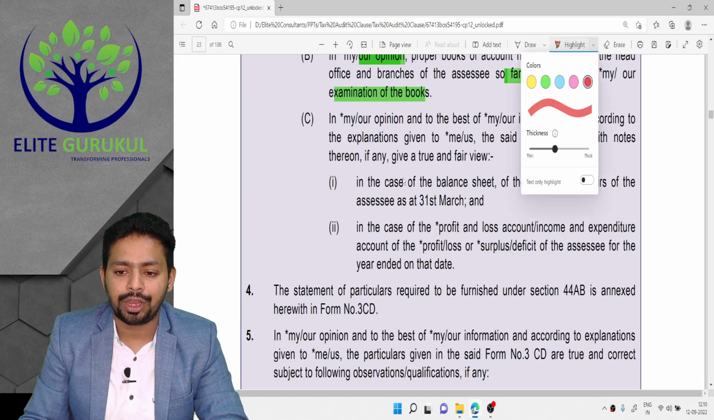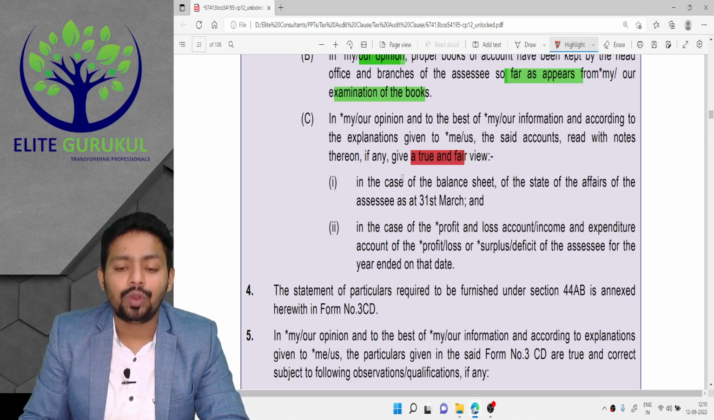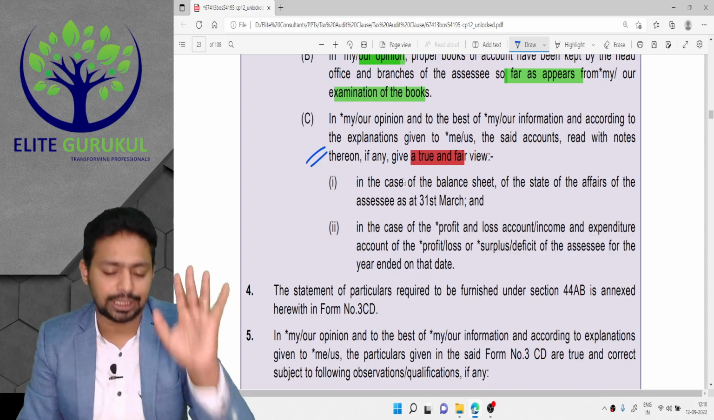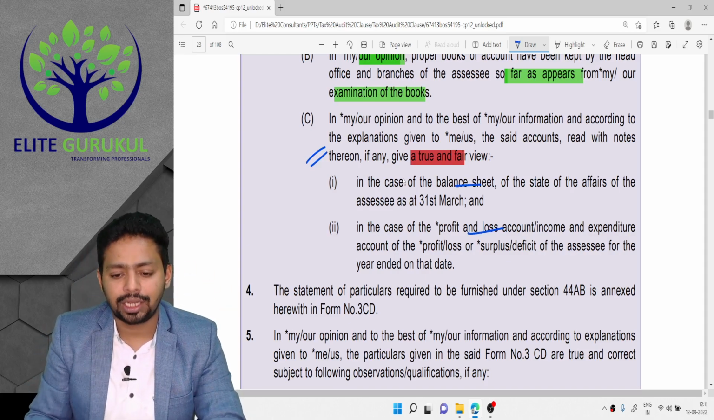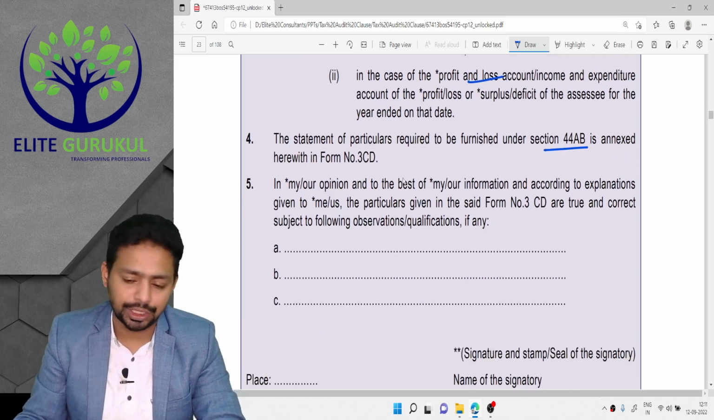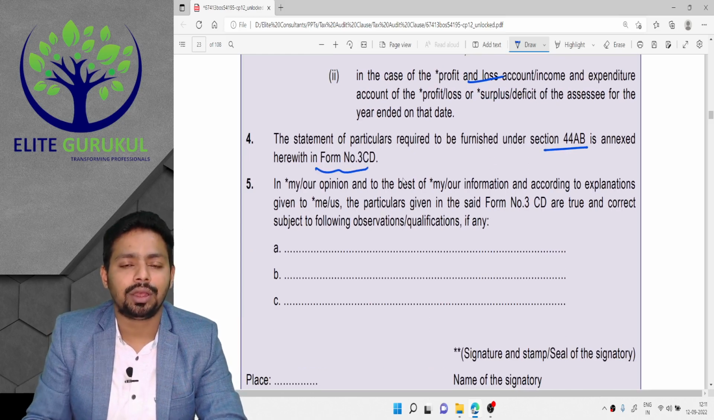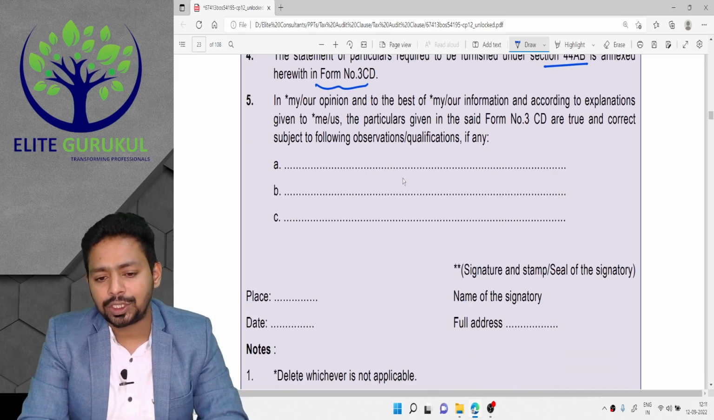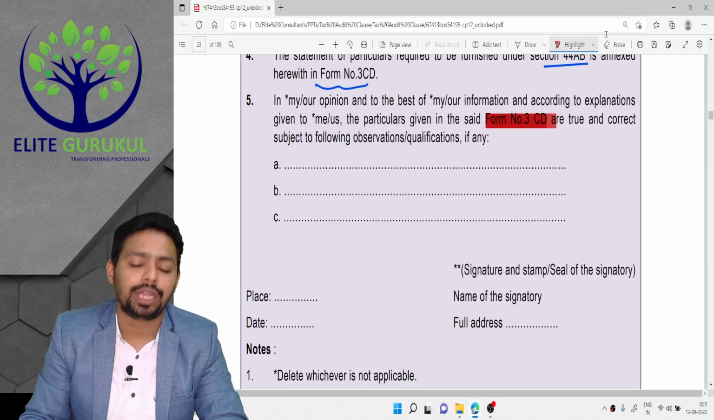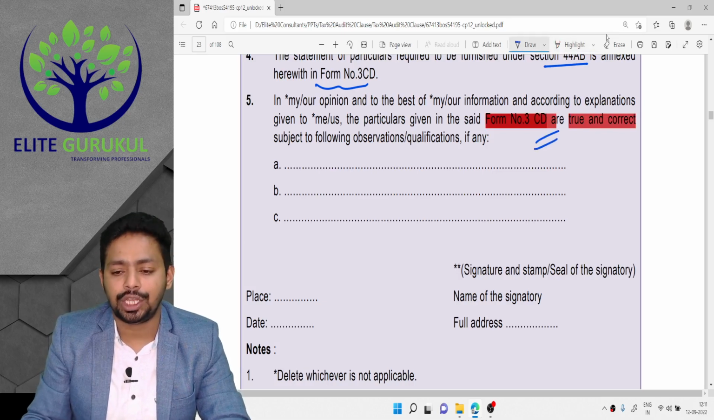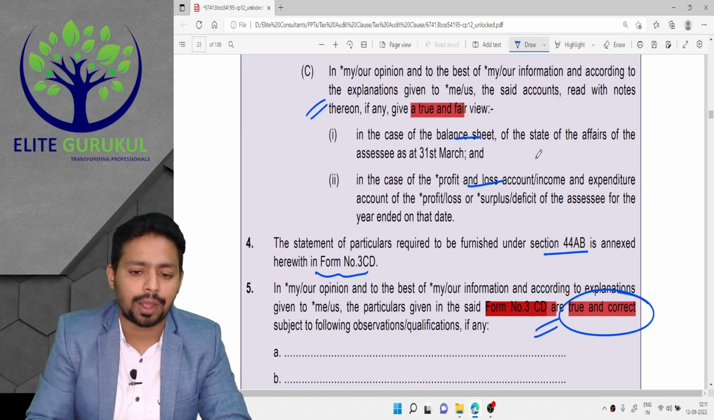Very important language. Whenever you are writing a note on books of account, you have to use the language of true and fair because they don't expect accuracy there. In case of the balance sheet and profit and loss account, a statement of particulars has been furnished under section 44AB, which is the annexure of Form 3CD. That is the main audit report form you can consider. In our opinion and to the best of our information and according to the explanation given to us, the particulars in 3CD, now this is your report on 3CD, are true and correct. Whenever you are writing about 3CD, you should write true and correct. Whenever you are writing about books of account, it is true and fair.